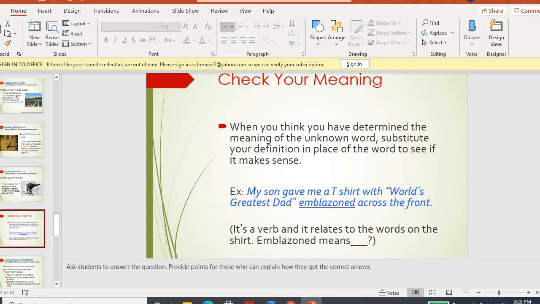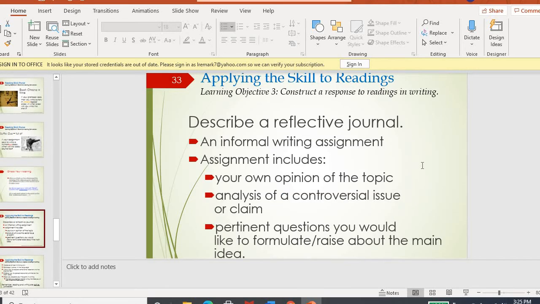So for the example, it says, my son gave me a t-shirt with World's Greatest Dad emblazoned across the front. And if you were like, okay, that sounds like maybe written largely, well, plug that in. My son gave me a t-shirt with World's Greatest Dad written largely across the front. That makes sense. And if you can put it into the sentence and you're like, oh, that's good, then you are on the right track to having that right definition.